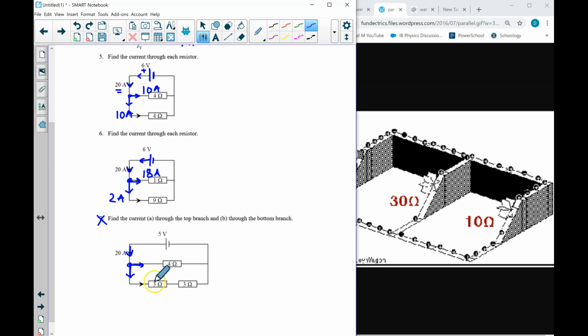So for C, can you figure out, if the total resistance is 6, how much current you think might go through the top? How much through the bottom? We haven't learned this, but maybe you could figure it out.